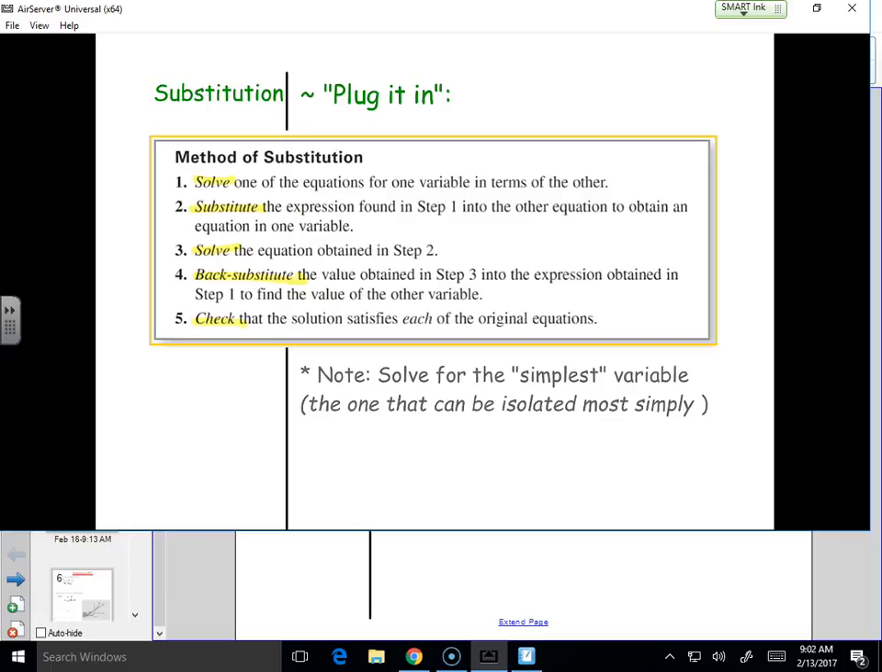You solve one equation. Actually, I'm going to highlight one. You solve one, you substitute into the other, solve the other, back substitute. Go back and plug in to find the missing variable, and then you check. That's it. The hint is that you solve for the simplest variable, but that's something that hopefully your logic dictates based on your experience in algebra. The one that can be isolated most simply, of course. And if something cannot be isolated simply, you really hope that you can do elimination instead.